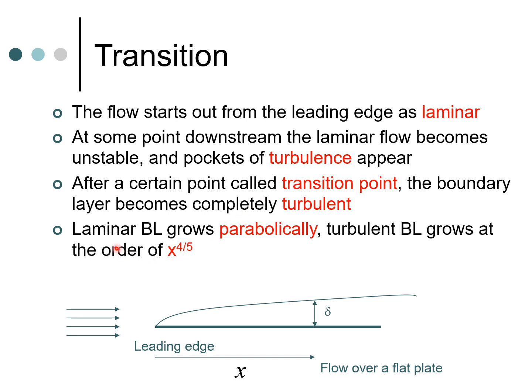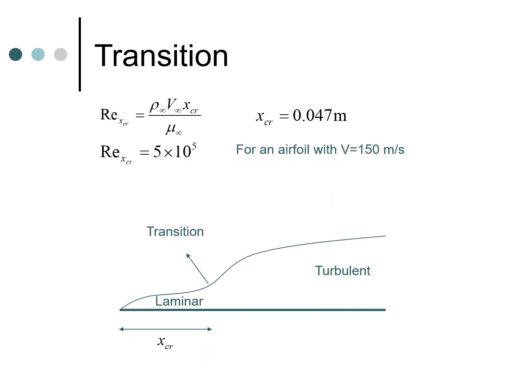Now the laminar boundary layer grows parabolically, whereas the turbulent boundary layer grows as x to the power 4 by 5. So this is just the example of a typical boundary layer, whose thickness is delta here. So essentially this delta would be different for laminar and turbulent boundary layer. Now this is actually what happens in most flows: you first have a laminar boundary layer and then there is a transition here, and the transition takes place to the turbulent boundary layer.